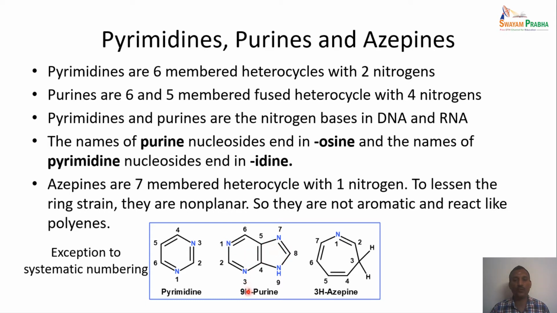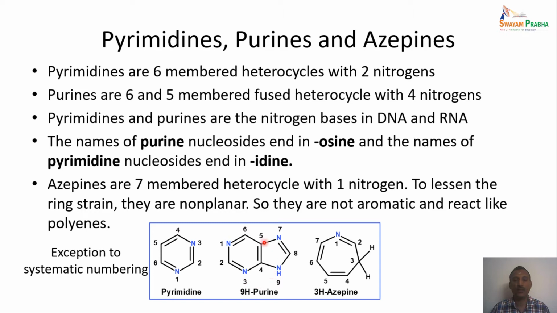The structure of 9H-purine is shown here. If you look at the numbering, in our normal heterocyclic numbering the ring junctions are not numbered, but the numbering for purine is an exception. That is why we have given here an exception to systematic numbering. So the ring junction also gets a number when we are numbering purines. And pyrimidines and purines are nitrogen bases present in DNA and RNA.